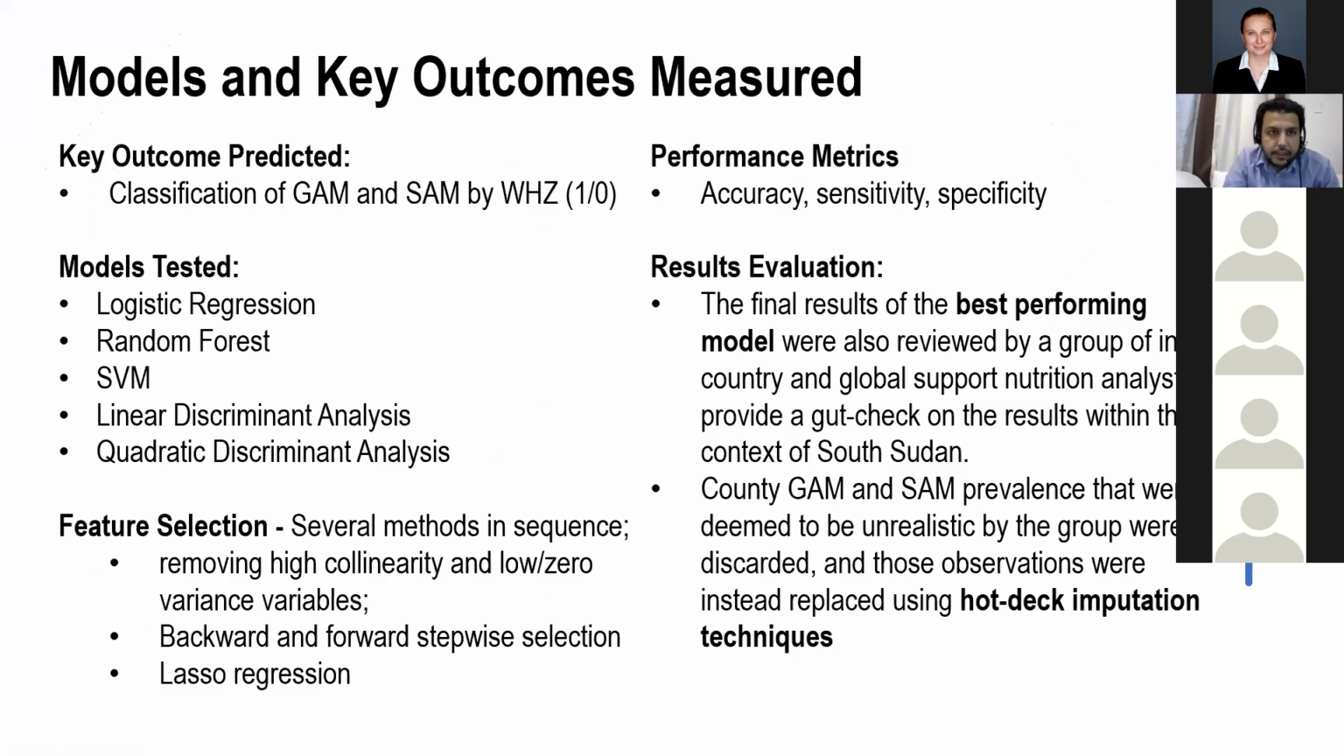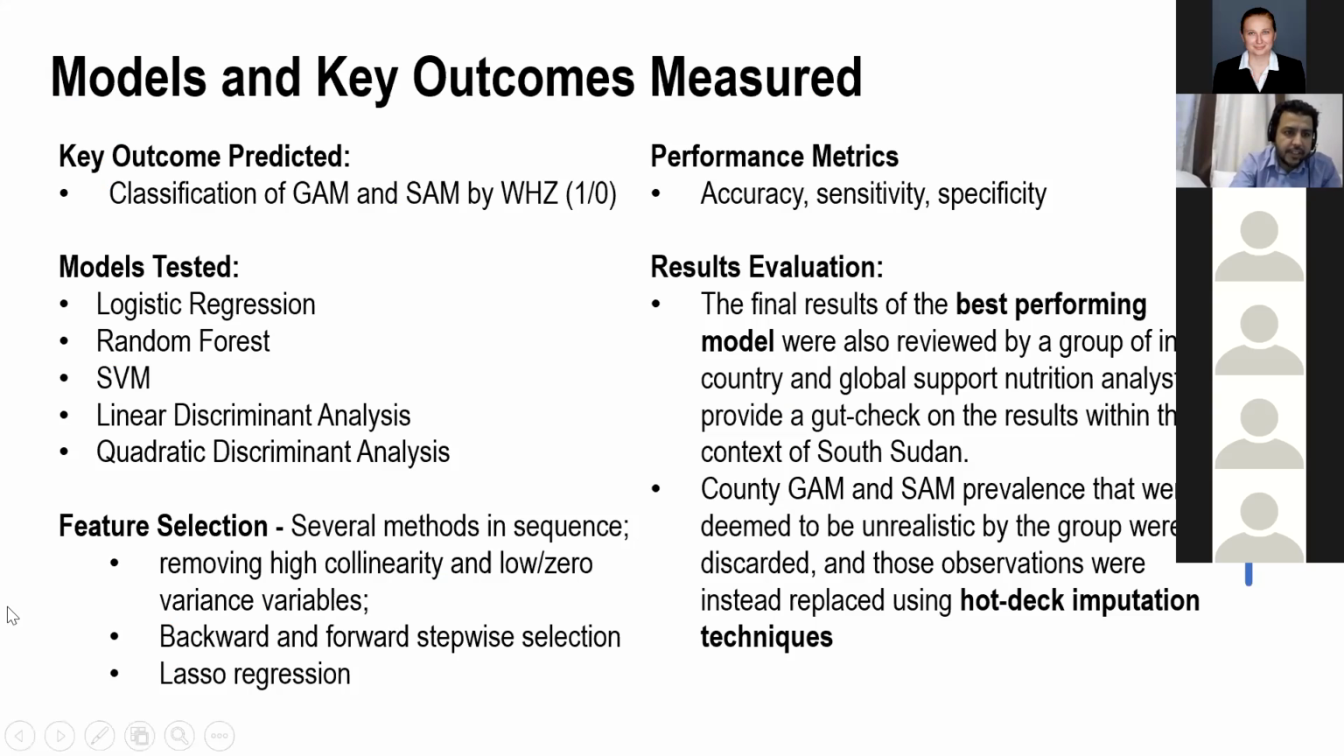Model and key outcomes. Our main outcome was to predict GAM and SAM rate. Our data set was individual information, so we were predicting the GAM status as 1 and 0. The models we tested were logistic regression, random forest, SVM, linear discriminant analysis, and quadratic discriminant analysis. We tried all these models.